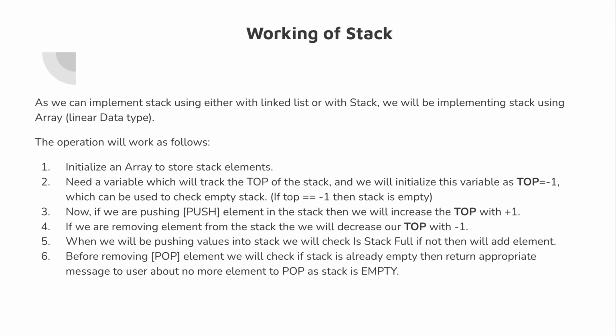In the very first step, we need to initialize the array to store the stack elements, which is a very basic step, and we would need one top variable, which is initialized with -1. We will see why we are initializing it with -1. As you can see here, I have already given an example. If top is equal to -1, then the stack is empty. So in order to check whether the stack is empty or not, we initialize it with -1. Why only -1, we will see in the next slide.